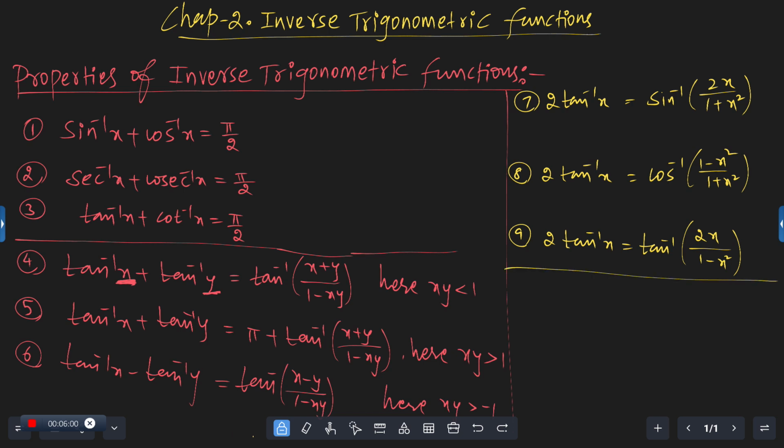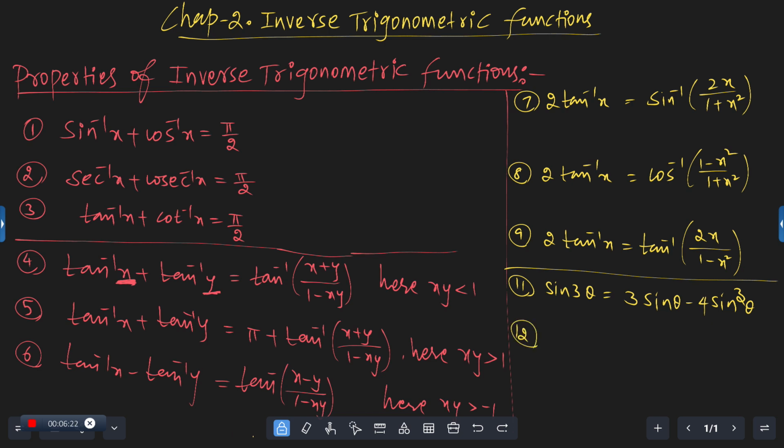This is one portion. Next, the 11th one, what is sine 3 theta or 3x? So theta I will give, 3 theta. So what will you be getting? 3 sine theta minus 4 sine cube theta. This is the formula for sine 3 theta.